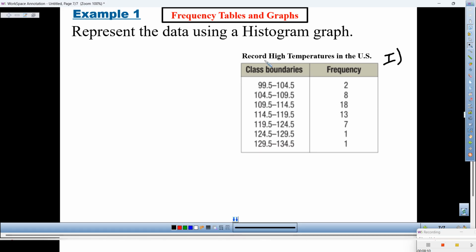Step two, label it over here to the left of your table and add one more column. So step two, we need to find the midpoint. Midpoint for every class. So, look up. To find the midpoint, I need to look at the class boundaries.